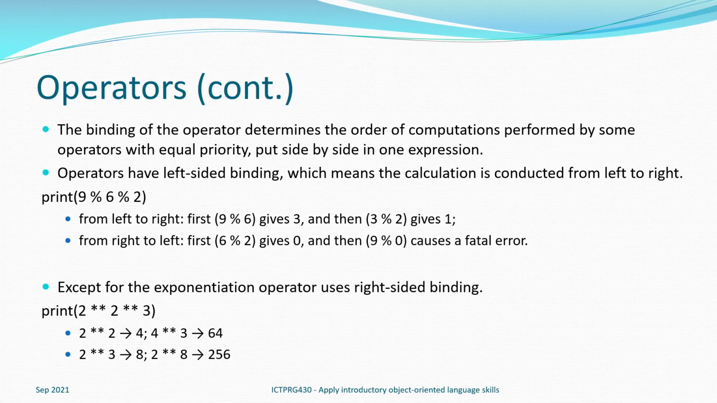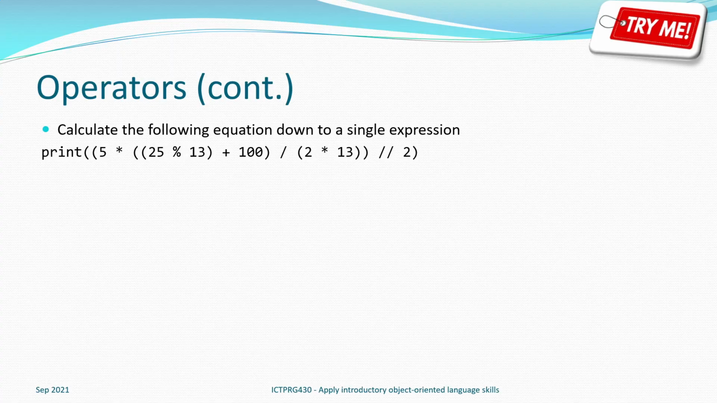Okay, second one, using exponents. 2 to the power of 2 to the power of 3. If we do it left to right, that's 4. 4 to the power of 3 is 64. If we do it the other way, right to left, 2 to the power of 3 is 8. 2 to the power of 8 is 256. Again, quite a different result. So we need to know the orders, whether it's left or right, and how it's done.